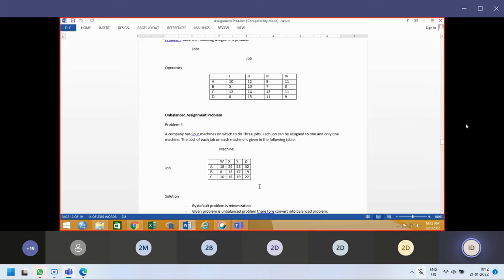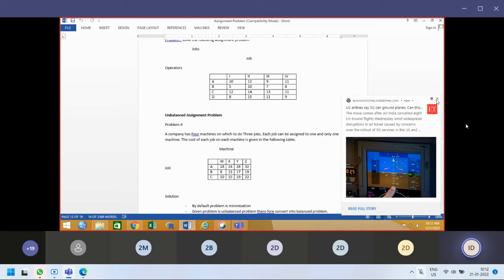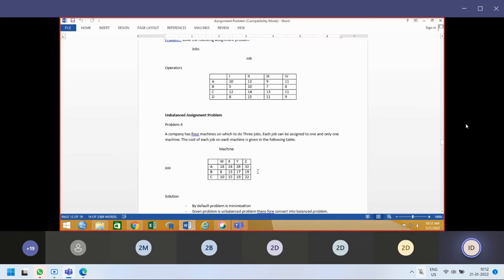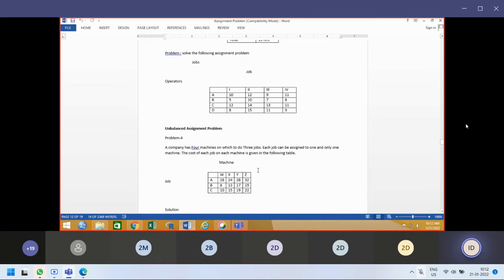Now here, if you assign one job to one machine, there are 3 jobs, so one machine will be left blank, right? So in this case, we have to make it a balanced problem. How to make the balanced problem? Now you tell me what is less, either row or column. Row is less. It means what is less? Job is less. What is the shortage? Job shortage is there, right? We have only 3 jobs. So one more job is to be added with a dummy element, that is 0.